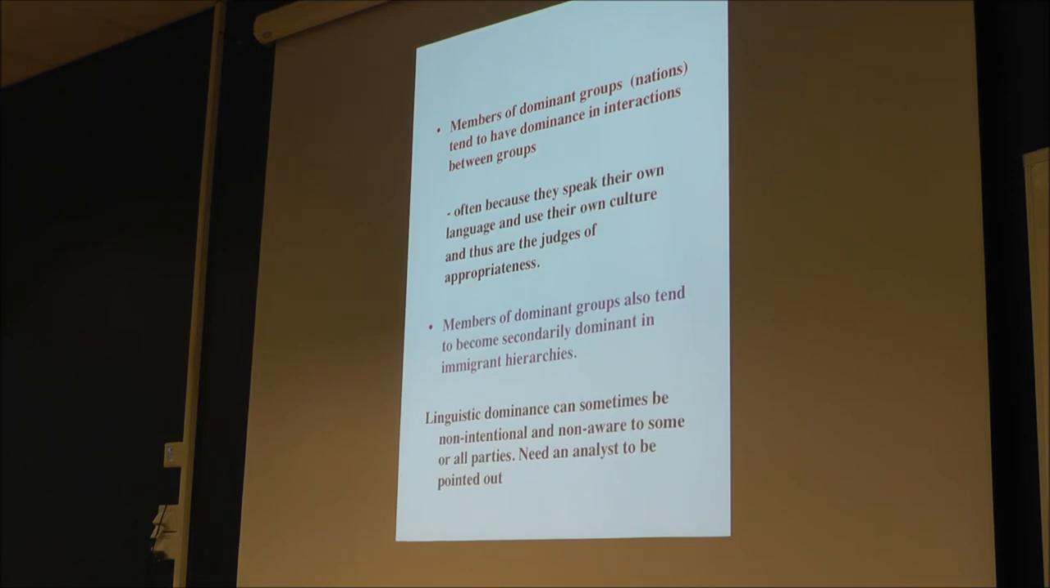And when we go around the world, we'll see that people who come from such dominant countries and nations also tend to be dominant in immigrant hierarchies of other countries. So if you look at who's treated the nicest way in Sweden, probably you'll find the English speakers top on the list, followed by the other neighboring Scandinavian countries. More or less like that, and then it's harder to say. But you find such hierarchies in most places.